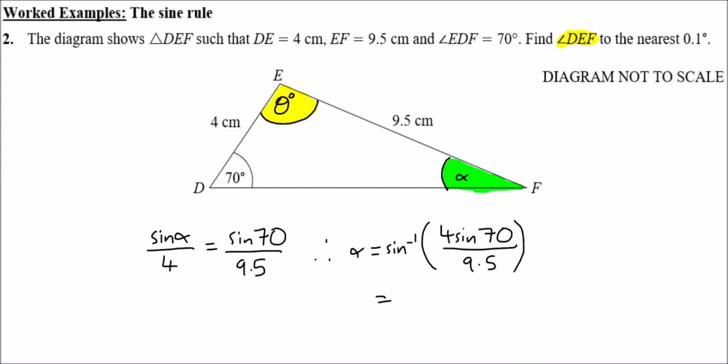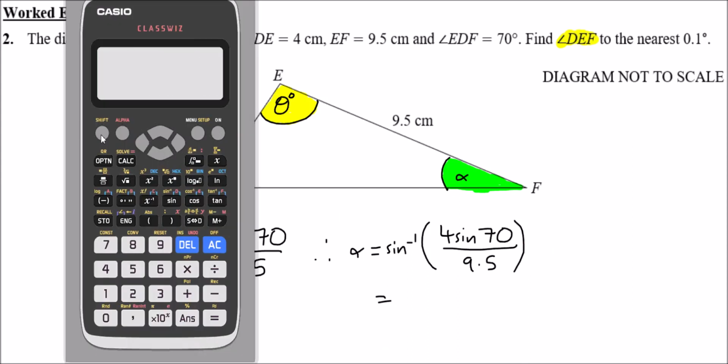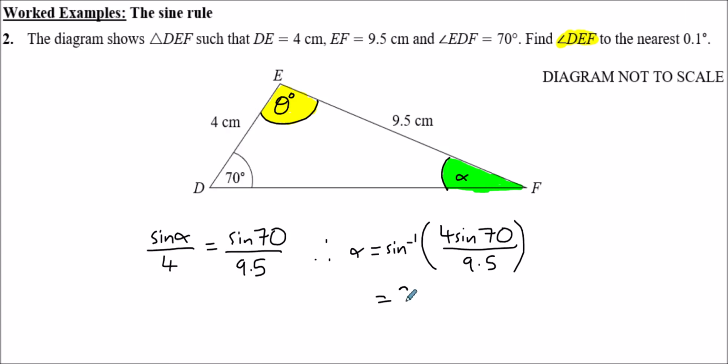So let's see what we get for that one. So shift sin, inverse sine function. So we're going to have 4 sine 70 divided by 9.5. And that gives us 23.3 degrees. This isn't our final answer, so I'm just going to write 23.3... Never round prematurely. That's not a final answer, this is an intermediate step.